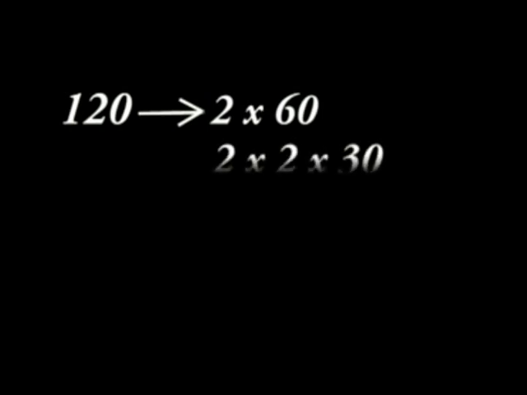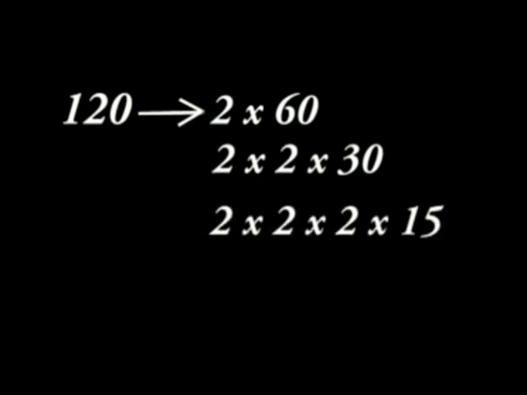To start with, 2 divides into 120 60 times. Therefore, we have 2 times 60. 60 divides by 2 as well, 30 times. So we have 2 times 2 times 30. Still, 30 divides by 2 15 times. So we have 2 times 2 times 2 times 15.